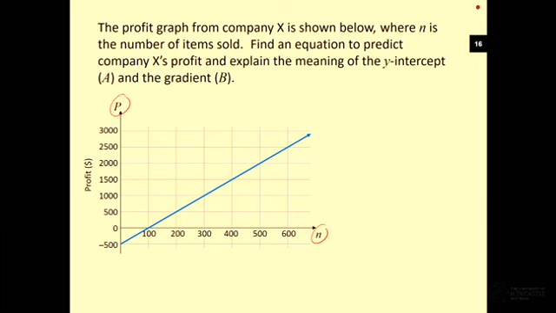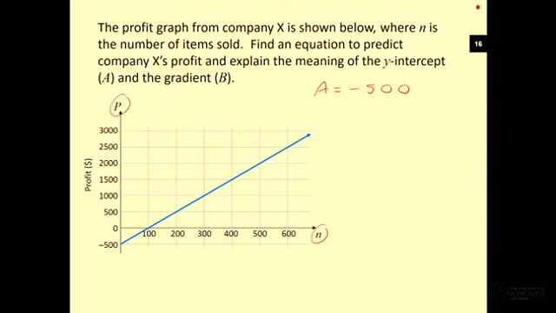Well, let's just find them first. A, we don't have to work it out, we can see it's exactly minus 500. So the value of A is minus 500. Again, you don't have to put the units in the equation, it's just minus 500. But what does it mean? That's how many dollars I lose if I sell nothing. When I sold nothing, I still had to turn the machines on, whatever. I still had a cost. So initially, sell nothing, I make a loss of $500.